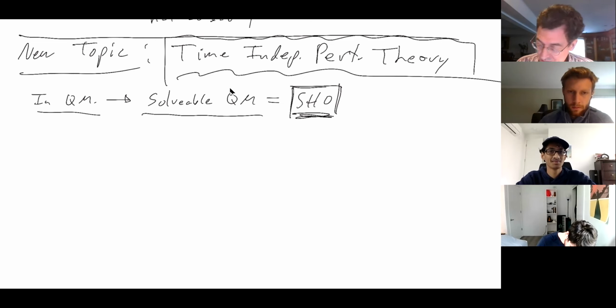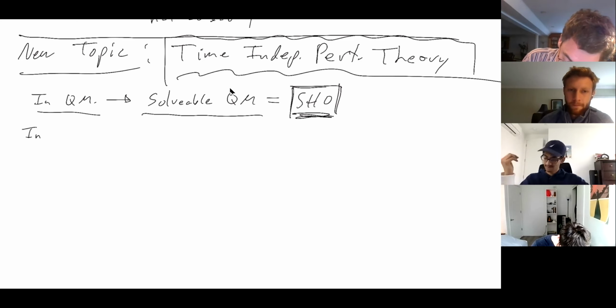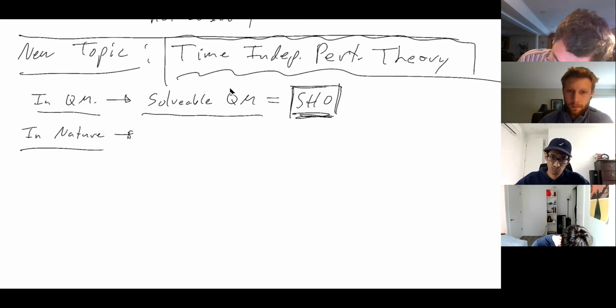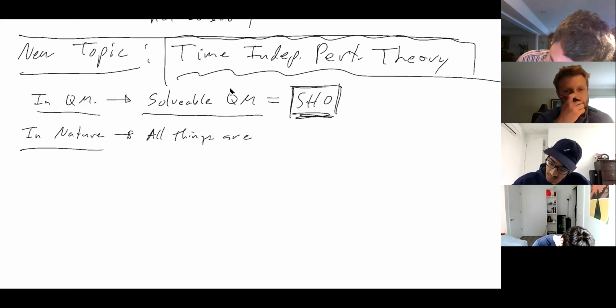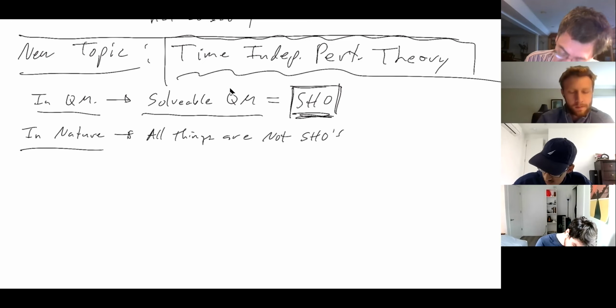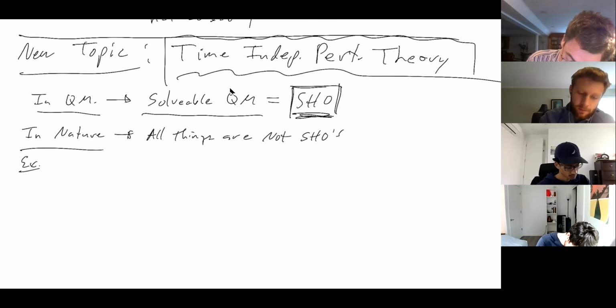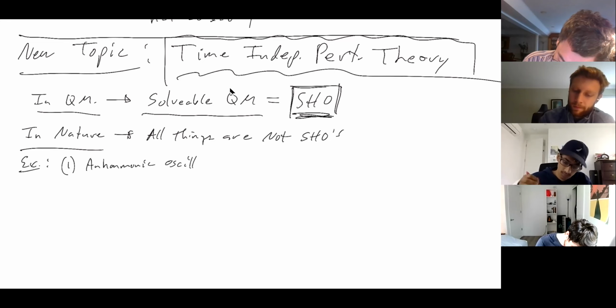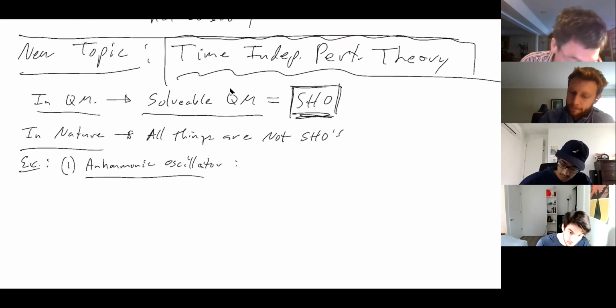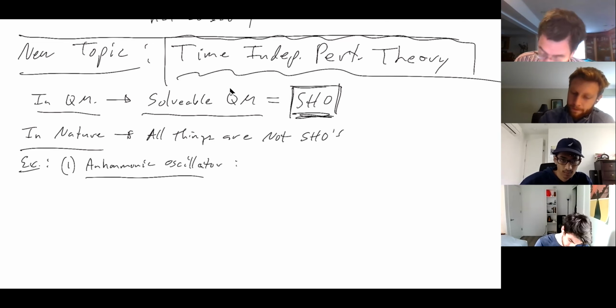Okay, so the bottom line is that there are not that many problems in quantum mechanics that we can solve. They're basically just the simple harmonic oscillator. But in nature, many things are not simple harmonic oscillators. Some examples are anharmonic oscillators. And what is an anharmonic oscillator? Well, let's take an example.